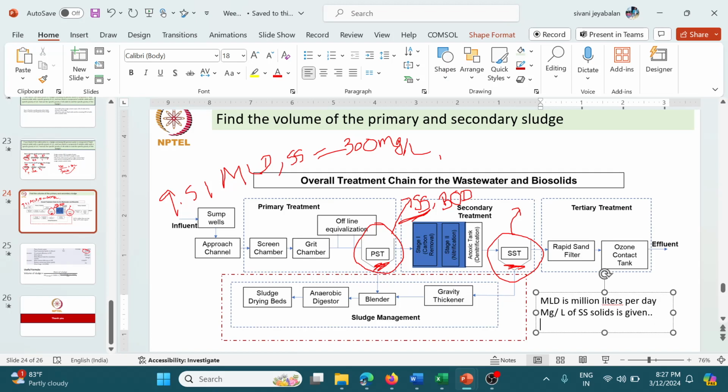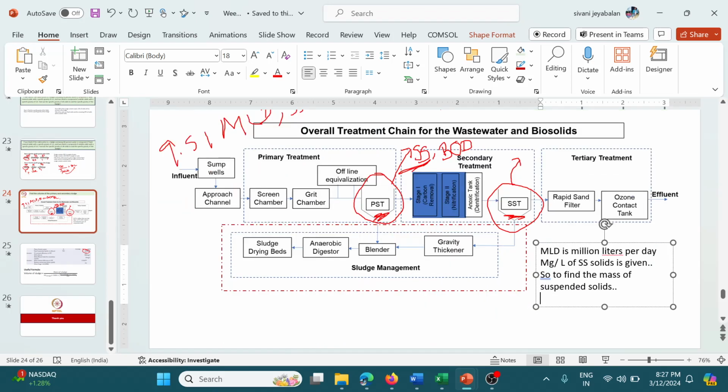So, to find the mass of suspended solids, what will you do? If you multiply mg per liter with MLD, you try to convert it into kg. Okay, see here. Mass equals flow into concentration.